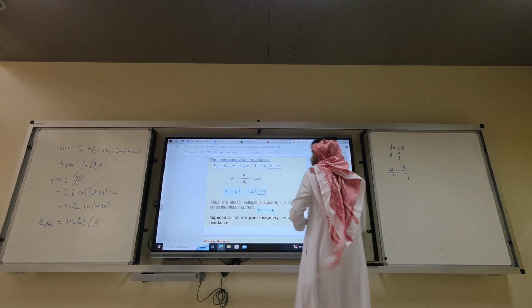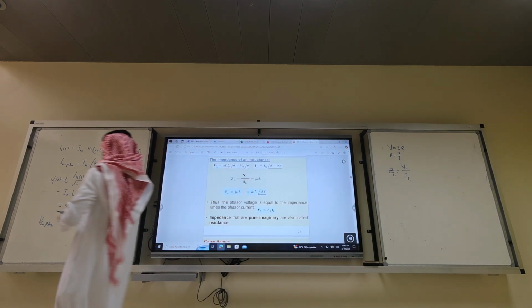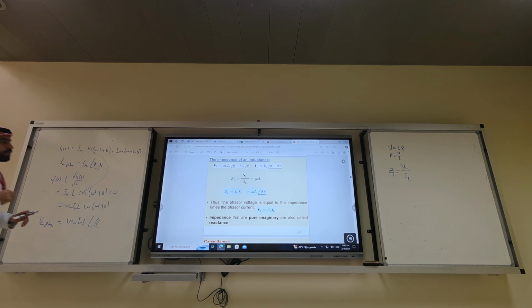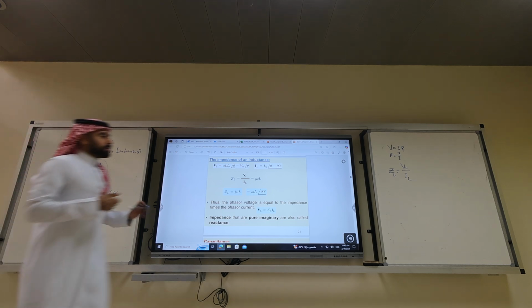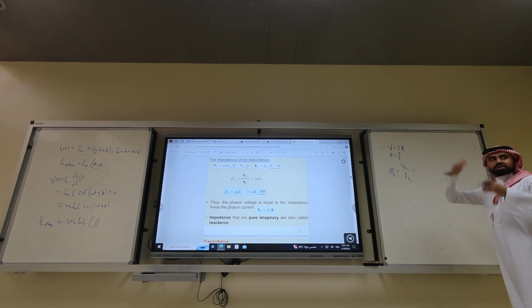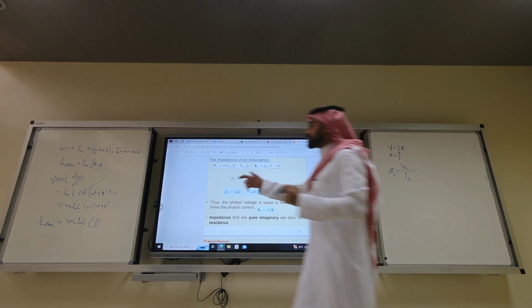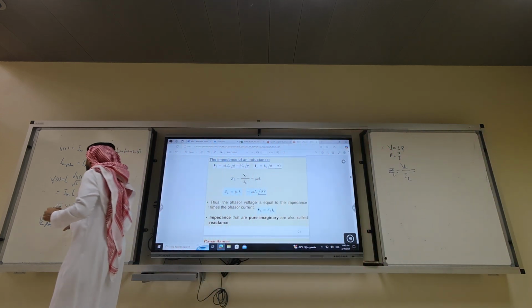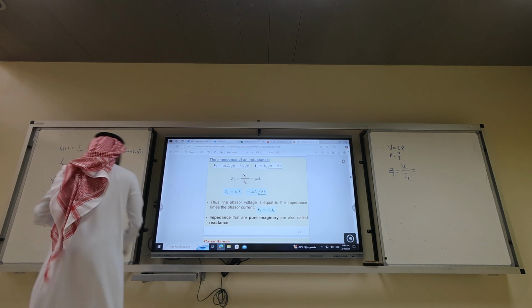If you divide the phasors, it will be much easier. Why? Because dividing cosines is hard. So let's divide the phasors. What is this phasor? Omega I_m L angle theta.